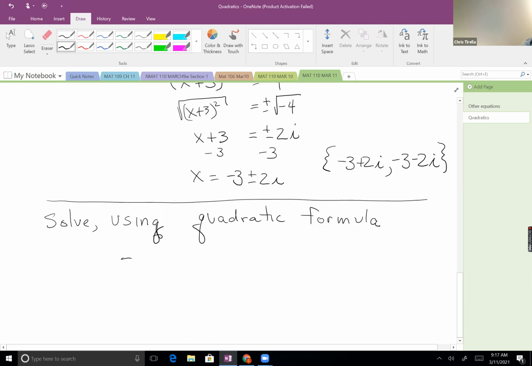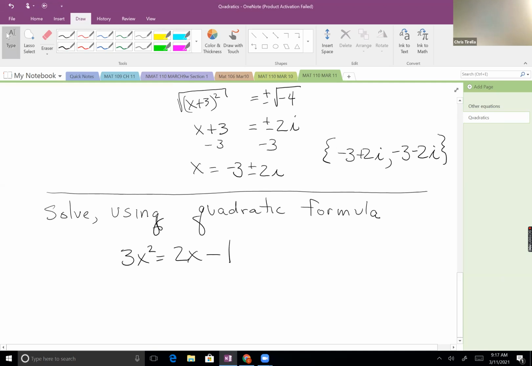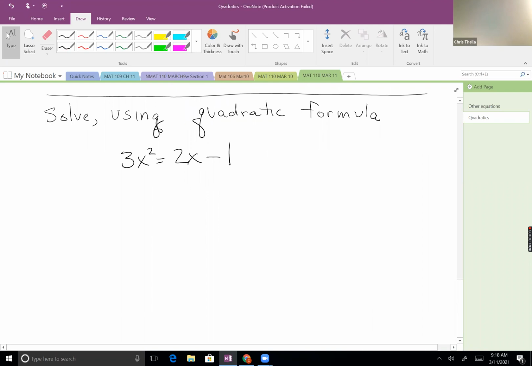And let's look at 3x squared equals 2x minus 1. Now this one, does everybody remember, we do want to put it in standard form. So I'm going to subtract the 2x and add the 1 to both sides to get 3x squared minus 2x plus 1 equals 0.